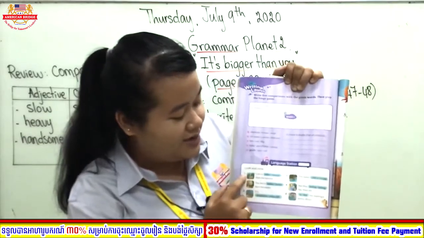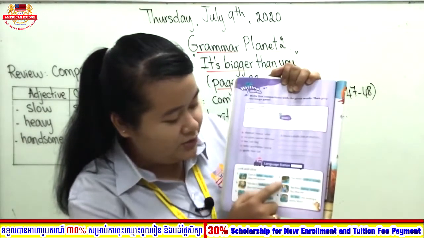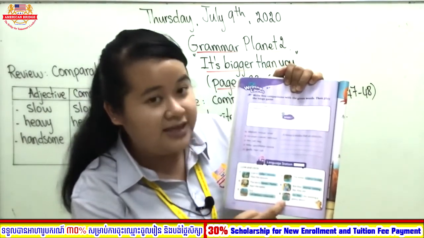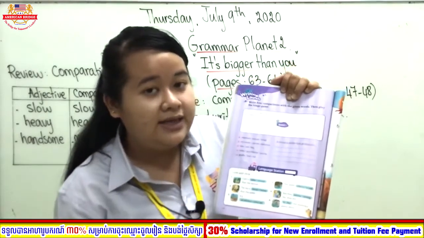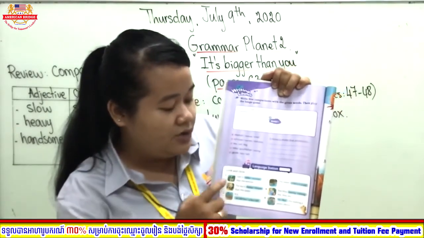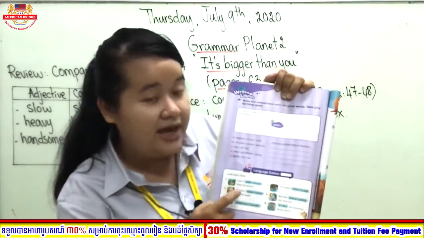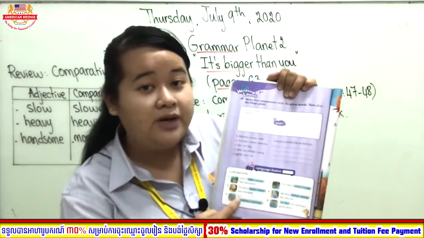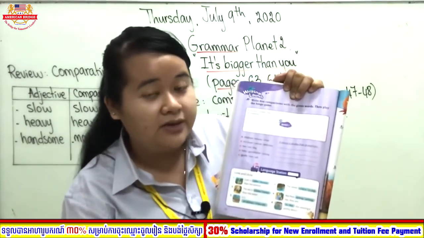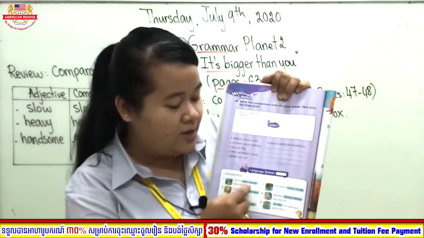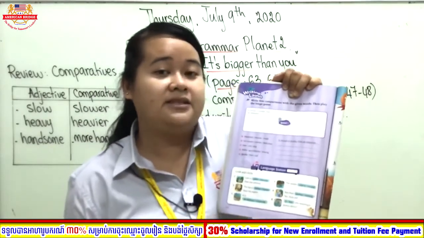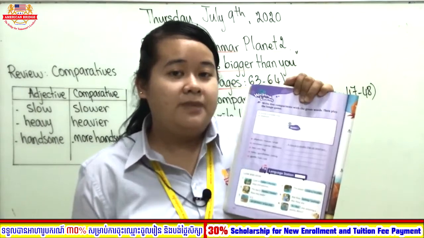You got it, everyone? And let's move to another one, which is look and circle. So look and circle, we have number 1, number 2, number 3, number 4, number 5, number 6. You need to read the sentence. After that you need to look at this picture and circle the word which is the correct one. You got it? But the verb, this one is related to our comparative form also. So now please do it.